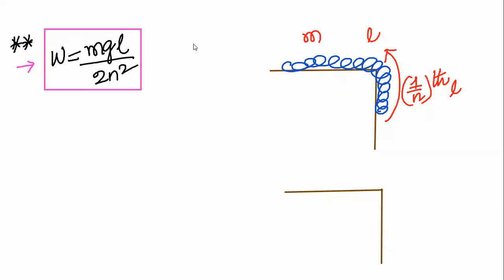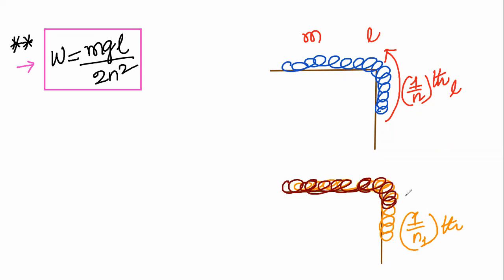Let us suppose this is that chain. Let us suppose 1/n1 of the length is hanging from the edge of the table. That we have to make it to pull only 1/n2 of its length to hang from the edge of the table. So initially 1/n1 of the length is hanging. Then we have to make it 1/n2.